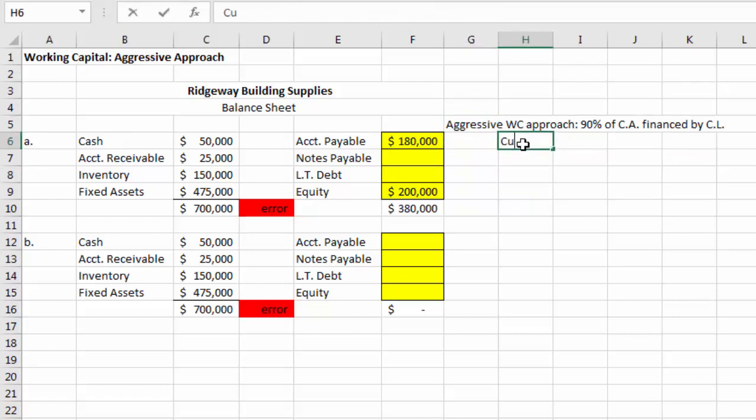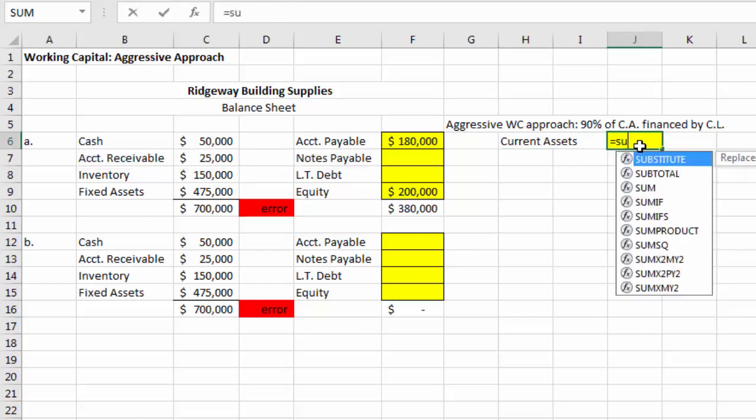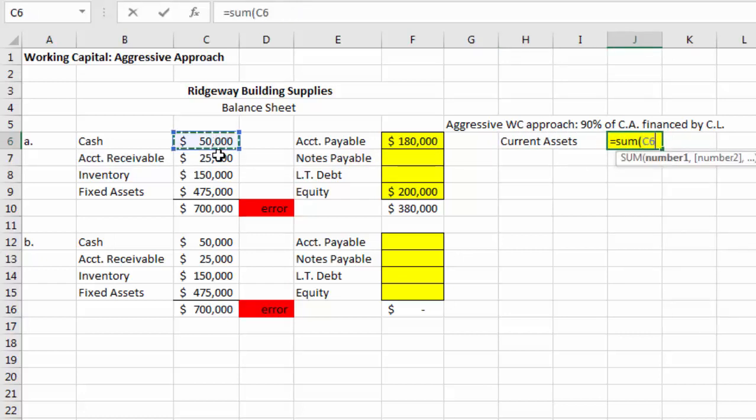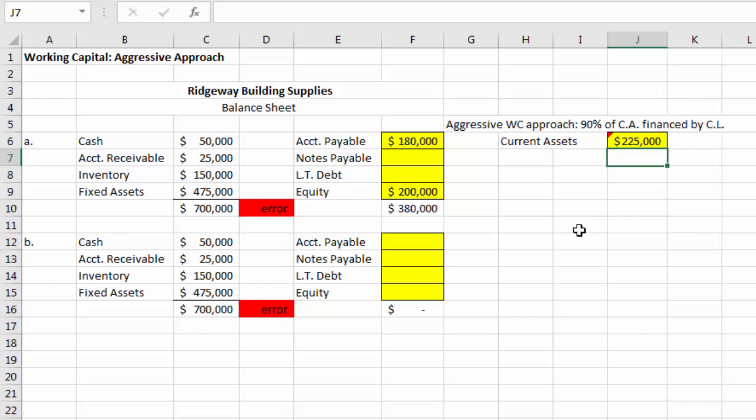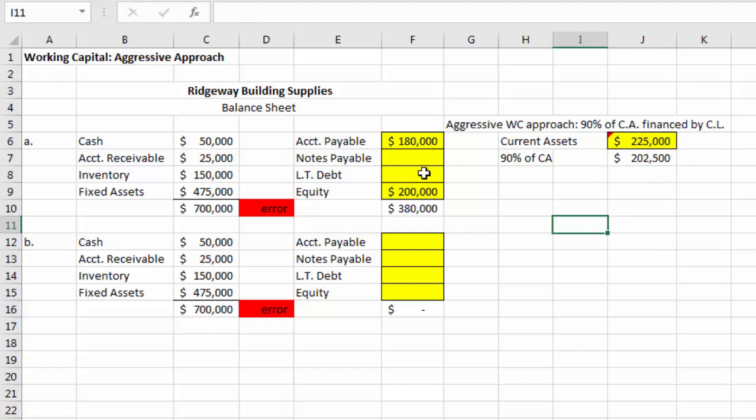So let's do this again. What are our total current assets? Equals sum of cash, accounts receivable, and inventory. 225,000. Let's take the 90% of that, of CA, equals that amount times 0.9, 202,500. And that's going to be our sum of accounts and notes payable here.